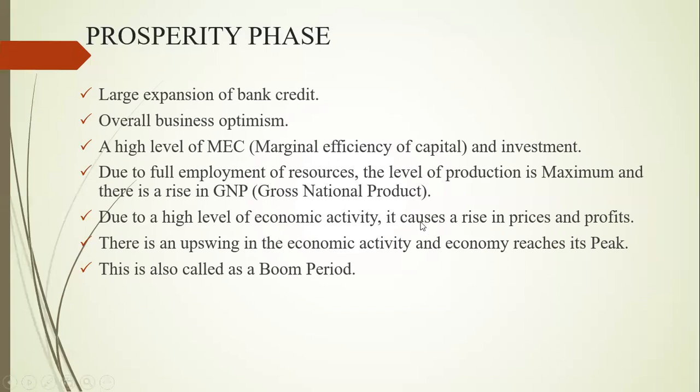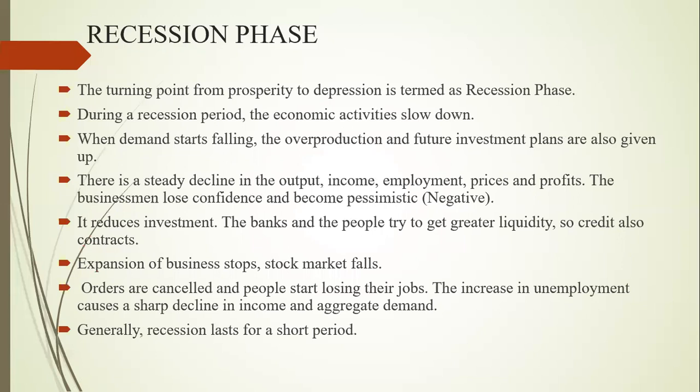And due to a high level of economic activity, it causes a rise in prices and profits, and there will be upward economic activity and the economy reaches its peak. This is called a boom period, when everything is positive, overproduction is happening, overemployment is there, interest rates are very high, banks are giving credit to industries, and there is optimism in the market. So that will be called your prosperity phase. And when it goes upswing, meaning it reaches the highest point, it will be your peak or boom. From there, the turning point from prosperity to depression is termed the recession phase.